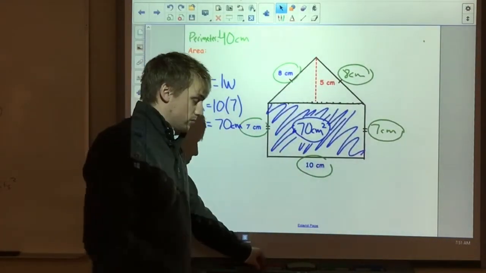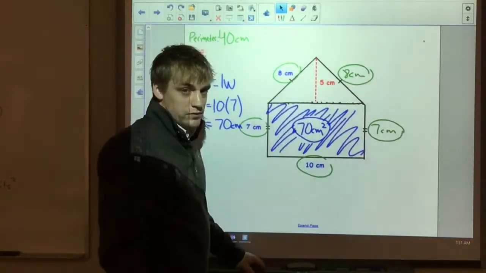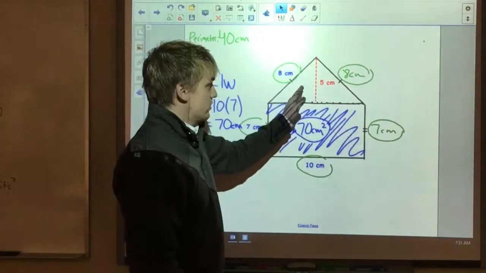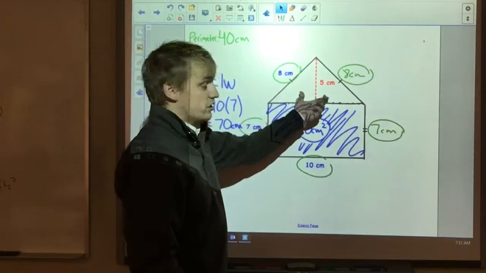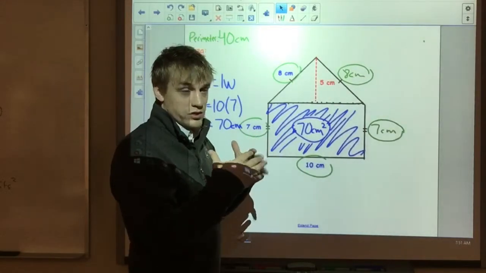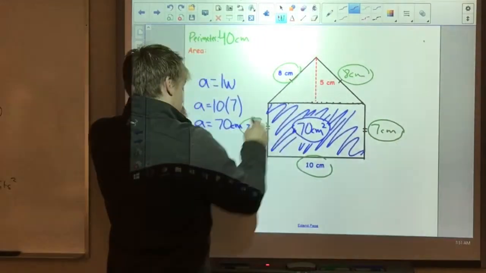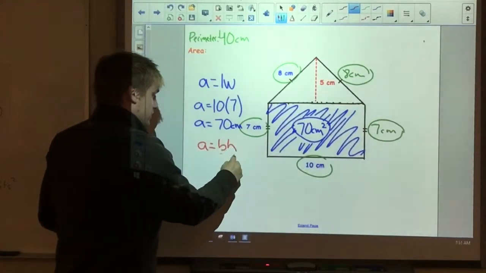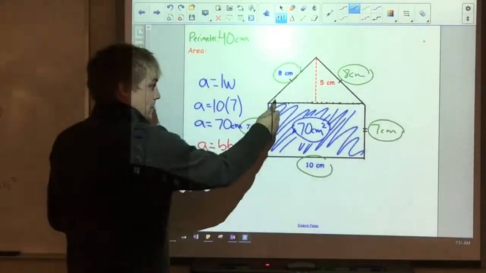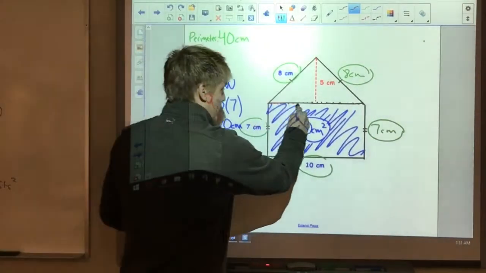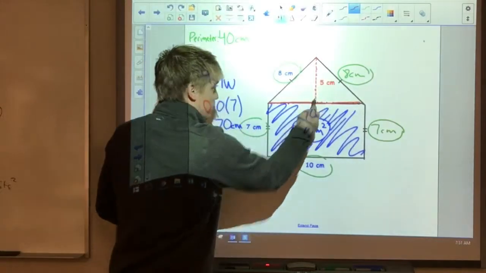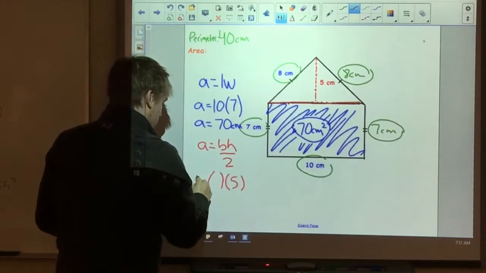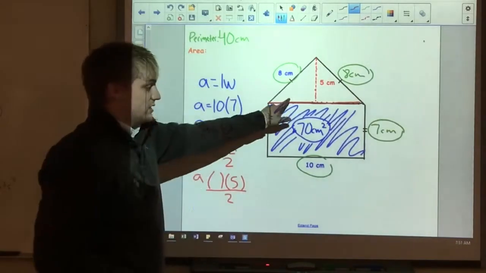Okay, the other shape is the triangle at the top, and it kind of makes two triangles based on how they show the height. So you could do both triangles, but it's easier just to do the one triangle. Okay, so formula for a triangle is area equals base times height divided by 2. The base is this line right here because this is showing the height. So we know our height is 5. We just have to figure out what our base is.